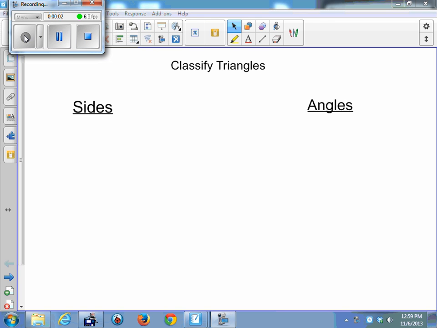Alright, today we're going to start learning about triangles. We are going to classify them, basically give them a name based on their sides and their angles. You guys should have seen this before, so it shouldn't be brand new. But we're going to talk about the sides first.